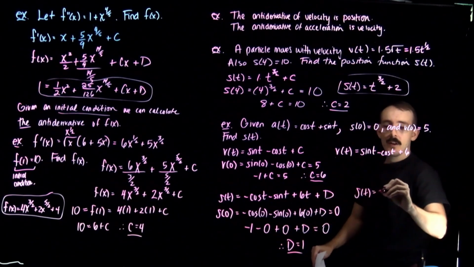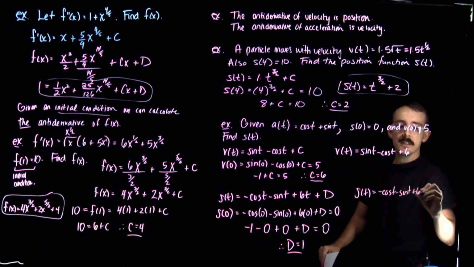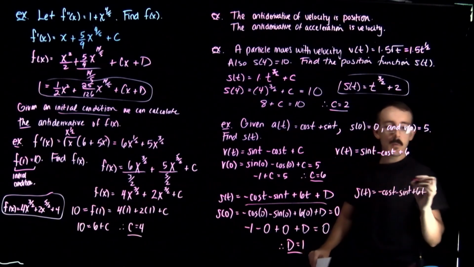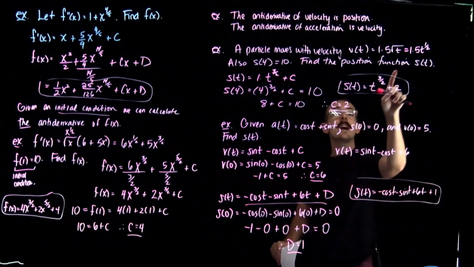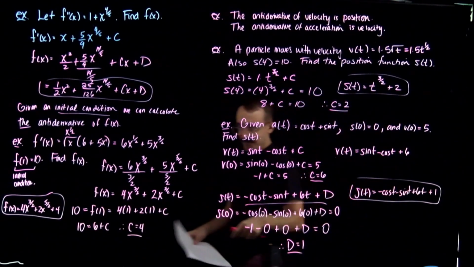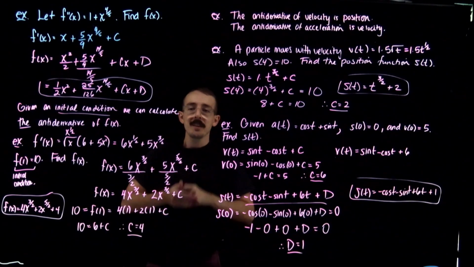So you have negative cosine of t minus sine of t plus 6t, and the only thing I'm doing from here now is replacing d with 1. And given those two initial conditions we had from the start, we know that this was the original position function right here.